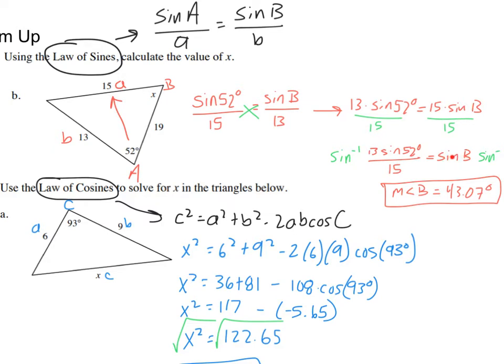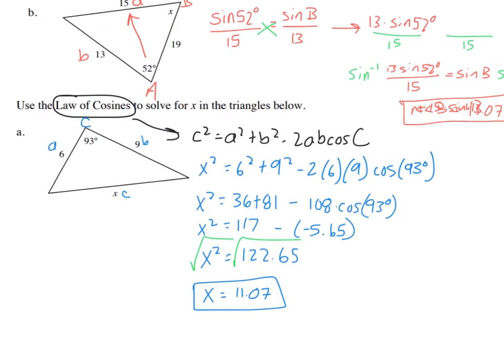Now in this case, I don't want the sine of B. What I want is just angle B all by itself. So in order to undo the sine, what I need to do is the inverse sine of both sides. That gets rid of it. So when I typed the inverse sine of this thing right here, 13 times the sine of 52 divided by 15, that's going to give me a decimal. And I typed the inverse sine of this answer into my calculator, and that got me 43.07. So the measure of angle B is 43.07 degrees.